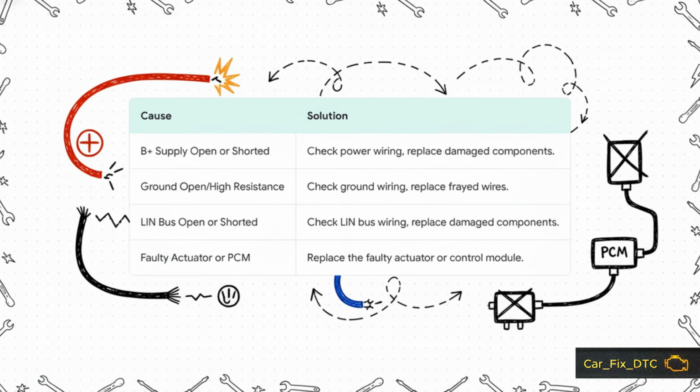Third is something called the LIN bus. This is the dedicated data line, the wire that actually carries the messages. So if the power and the ground are both fine, this is your next suspect. If it's damaged, the messages just can't get through. And finally, if all the wiring checks out, power, ground, and data, then the problem is likely one of the parts at either end of the line. Either the actuator itself has gone bad, or, much more rarely, the main powertrain control module is the issue.